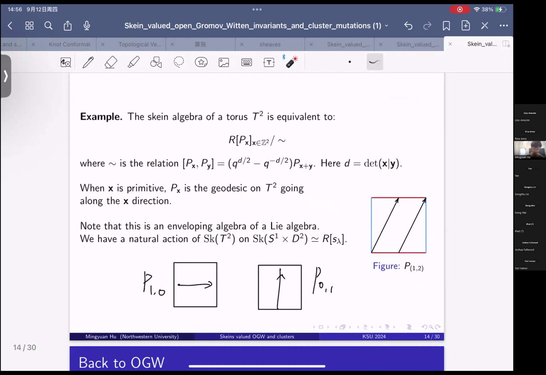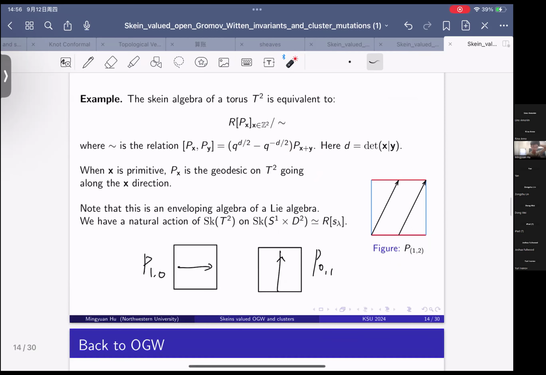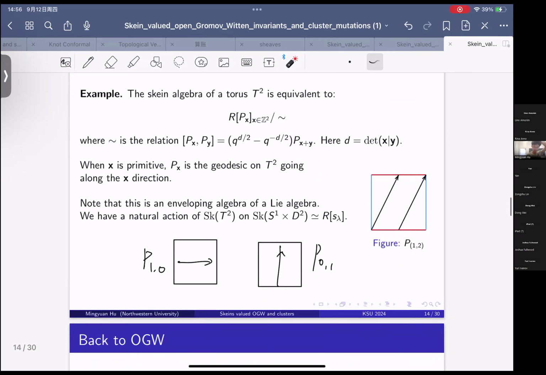If you take x to be (1,0) and y to be (0,1), you will find this relation is exactly the skein relation. It's easy because if you consider the commutator of x and y, if you want to commute them, then you will create one more element, which is P_{1,1}.